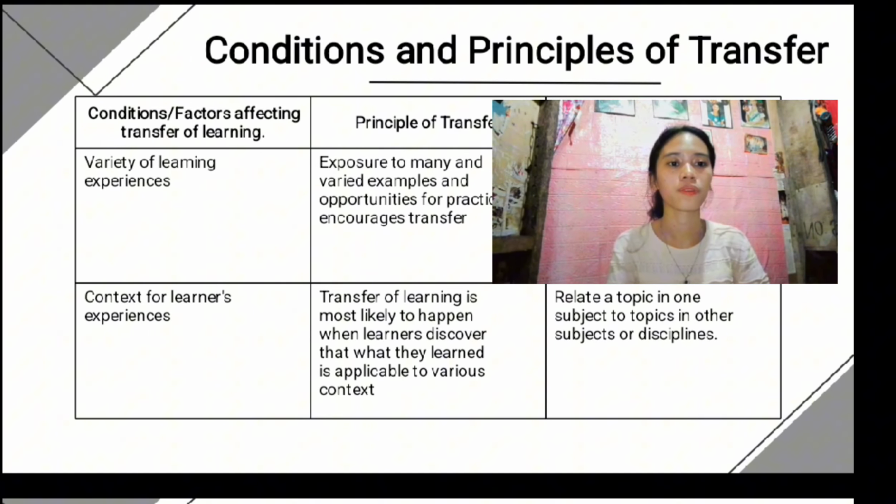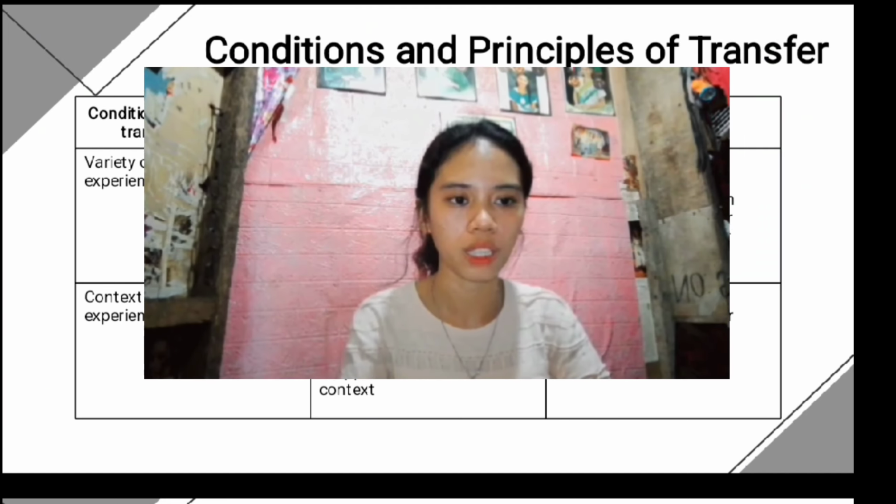Overall, the variety of learning experiences means seeing different examples and practicing a lot makes it easier to use what you learn in new situations. This means teachers should use lots of examples and give students chances to practice. The second one is context for learners' experiences, which means learning is more likely to transfer if you can see how it applies in different situations. So it's important to connect what you learn in one subject to other subjects.